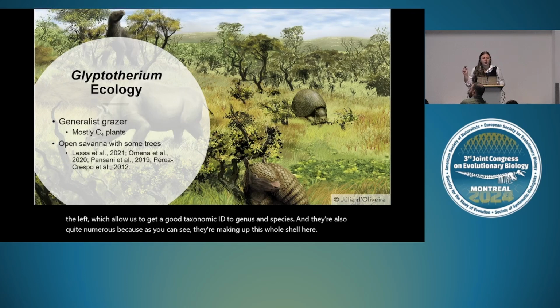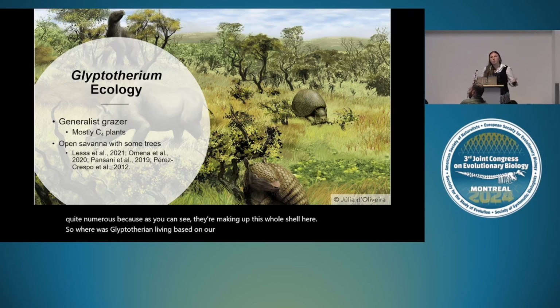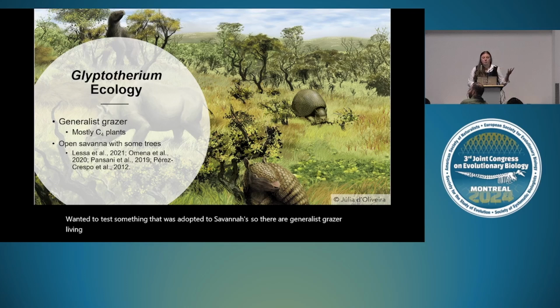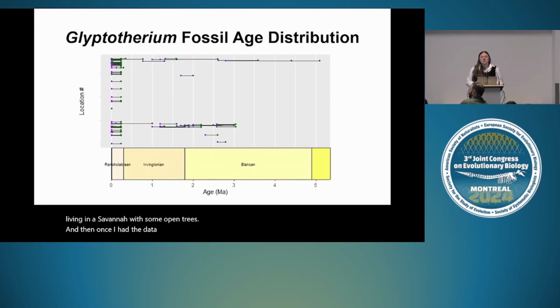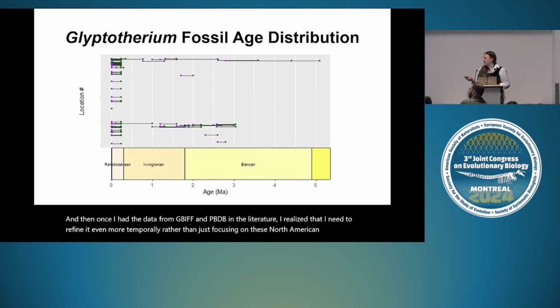So where was Glyptotherium living? Well, based on our savanna hypotheses, we wanted to test something that was adapted to savannas. So they're a generalist grazer living in a savanna with some open trees. And then once I had the data from GBIF and PBDB and the literature, I realized that I need to refine it even more temporally, rather than just focusing on these North American land mammal ages, which, as you can see here, can span across millions of years.